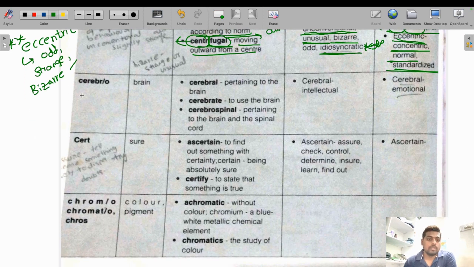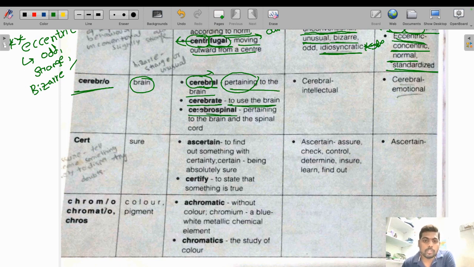Now coming to the next root word, cerebro or cerebr, means something related to brain. For example, cerebral means it is pertaining to brain, means it is related to brain. So if you see here, we have CEREBRO, so it means something related to brain. Cerebrate means to use the brain. Cerebrospinal is derived from two root words: cerebro means something related to brain, spinal means something related to spinal cord. So cerebrospinal means pertaining to the brain and spinal cord.